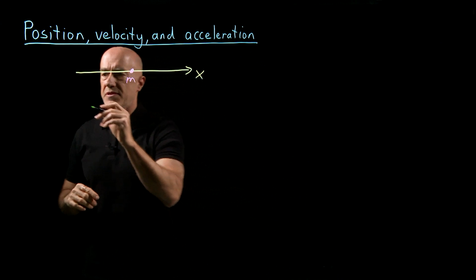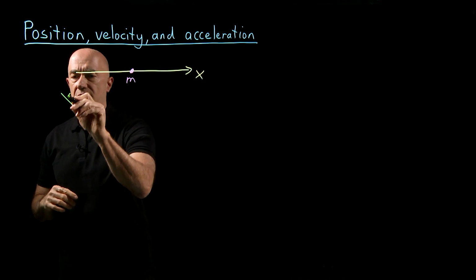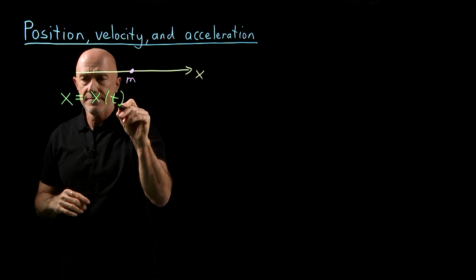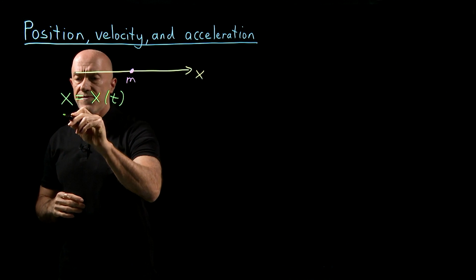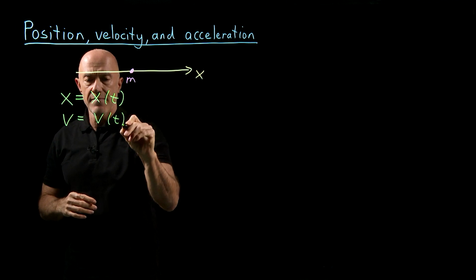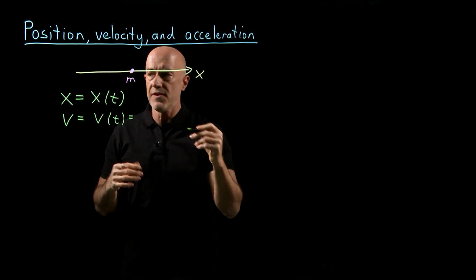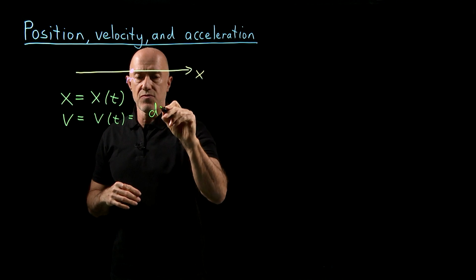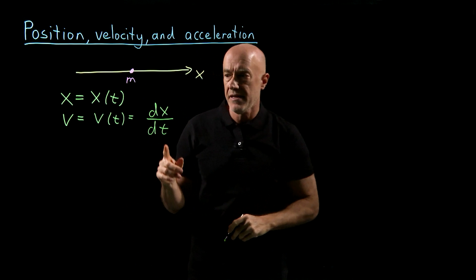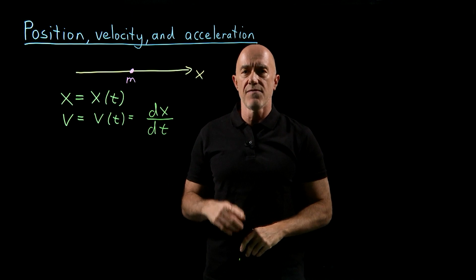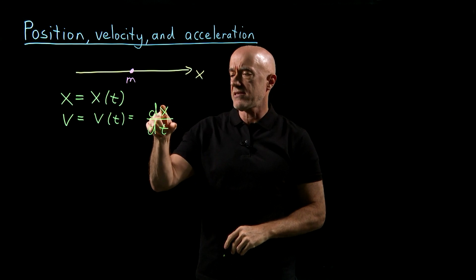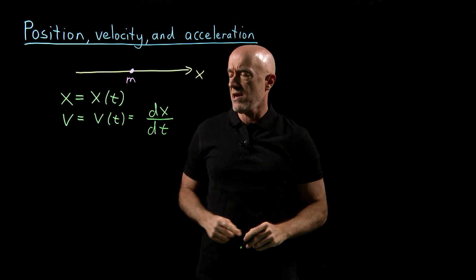We start with the position. So the position of the mass then, we'll write that as a function of time. And then to define the velocity, which will also be a function of time, we define it through the derivative, which is the derivative of x with respect to time, dx/dt. So that's the definition of the instantaneous velocity. So it's the change of x divided by the change of time.